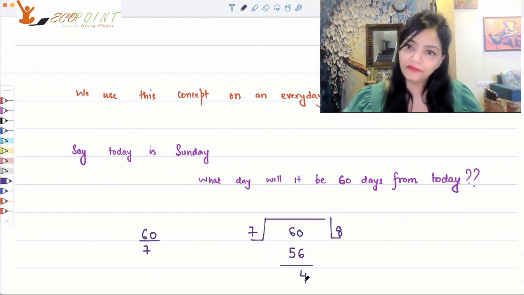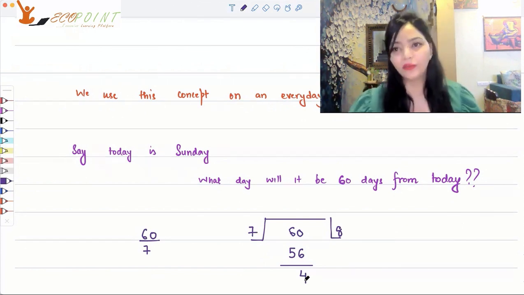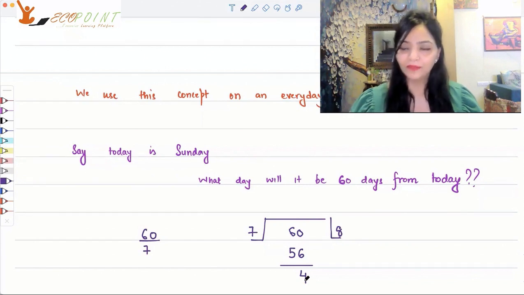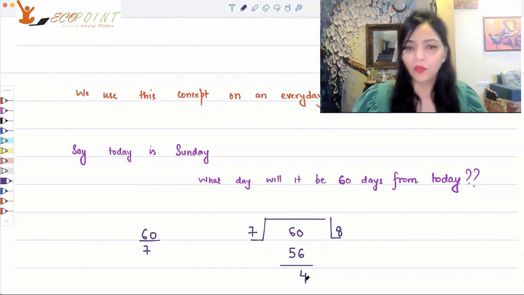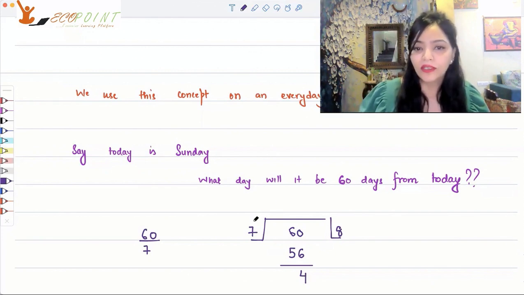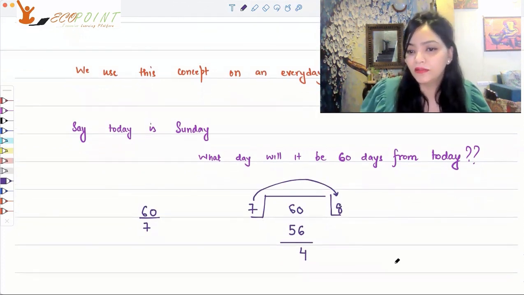I know that if it is Sunday today, exactly 1 week after it will be a Sunday. Exactly after another week, exactly 2 weeks after, it will be a Sunday. So exactly after 8 weeks, you will have a Sunday. But what is happening is that I'm left with 4. I have a remainder of 4. So what is happening here?